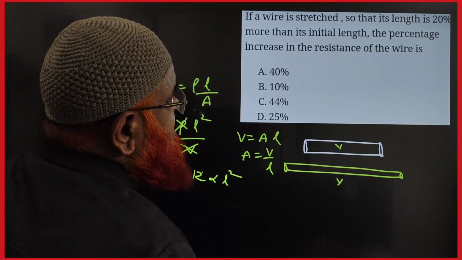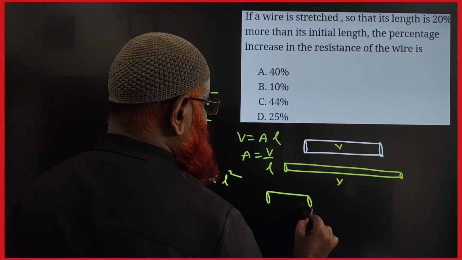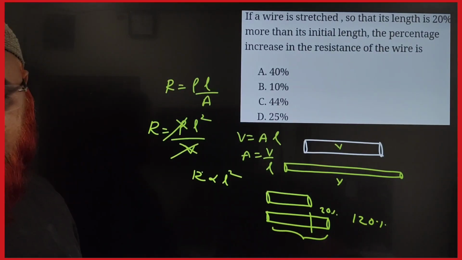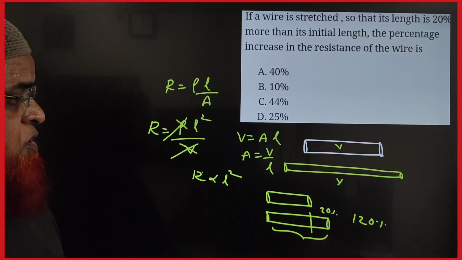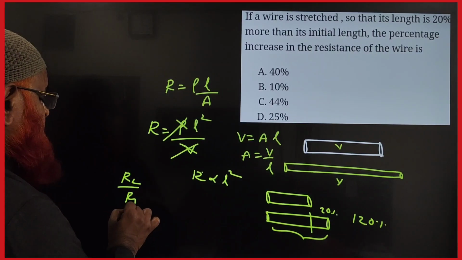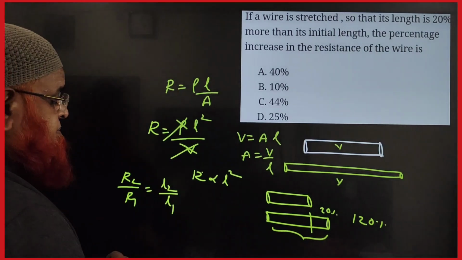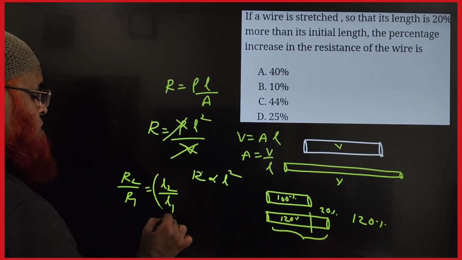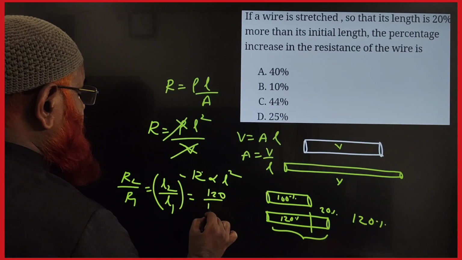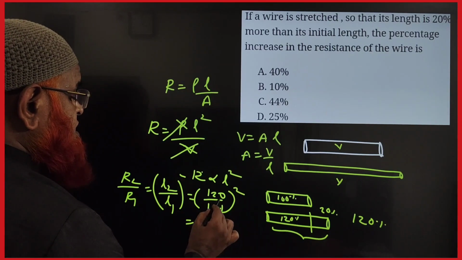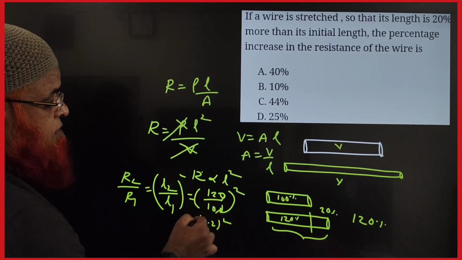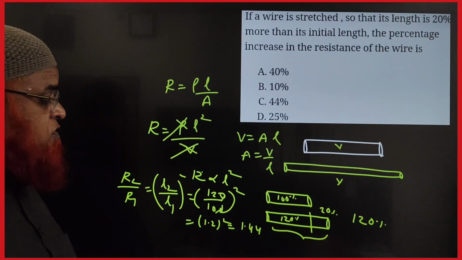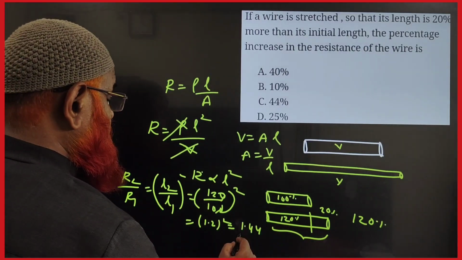Okay. So if length is increased by 20%, what does it mean? See, previously length was this much. Here 20% length is increased. So totally how much does it become now? It becomes 120%. Understood? So here, R2 by R1 is equal to L2 by L1, whole square, isn't it? Previously it was 100%, now it has become 120%, whole square. So L2 is 120 divided by 100, whole square. So how much will it become? Actually the 2 zeros cancel, it becomes 1.2 whole square, no? So 1.2 whole square means how much? 12 squared is 144, so it is going to become 1.44. Understood?